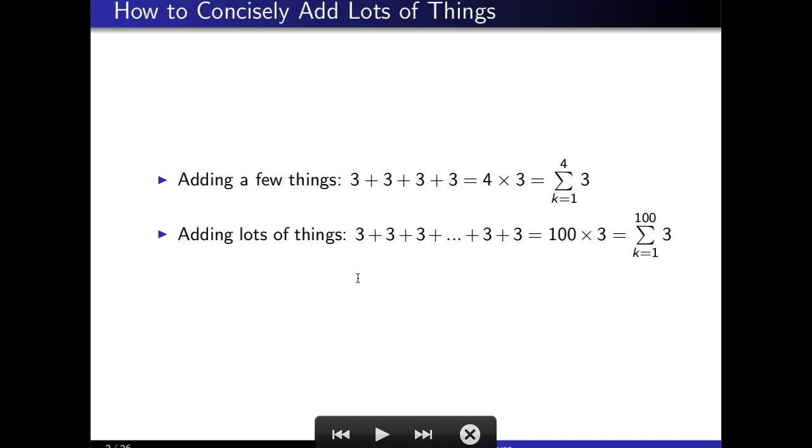Okay, so if we want to do regular addition using the sigma notation, we would just say the sum from k equals 1 to 4 of 3. And then you could change it even more, and you could have the sum from k equals 1 to 100 of 3. So that would give you a concise, different way of doing standard multiplication, really, as a lot of additions.